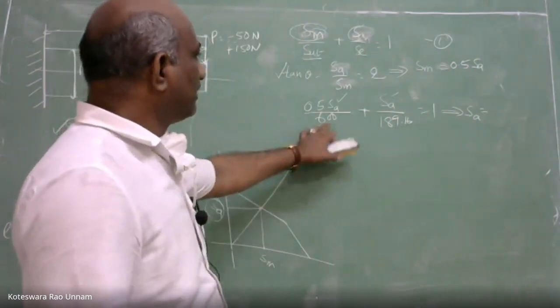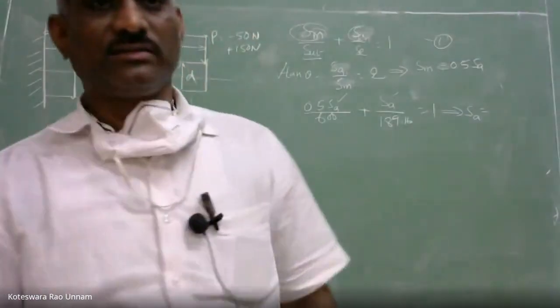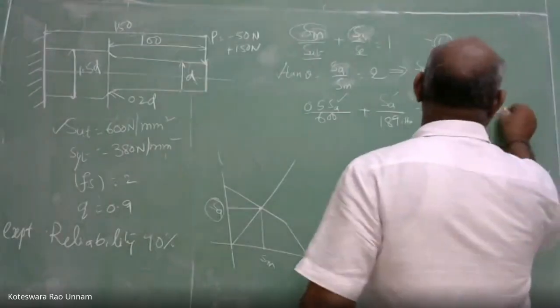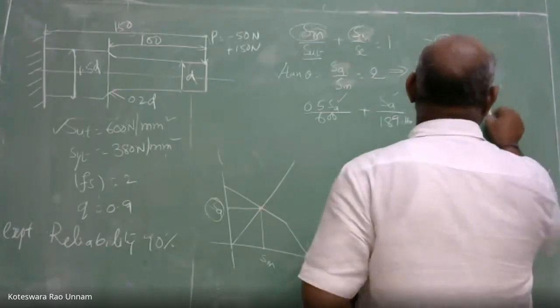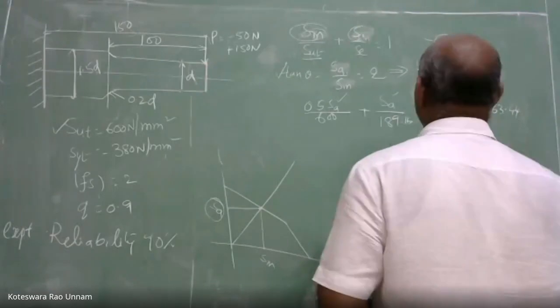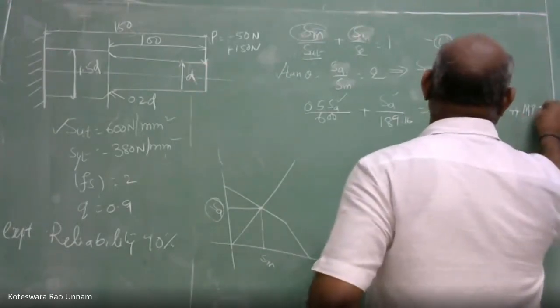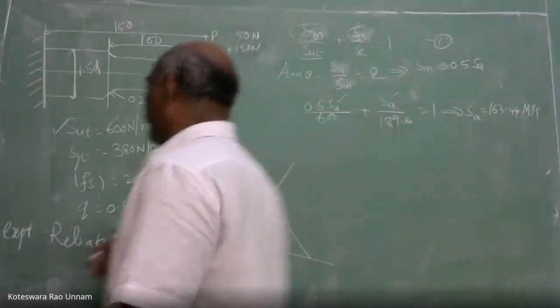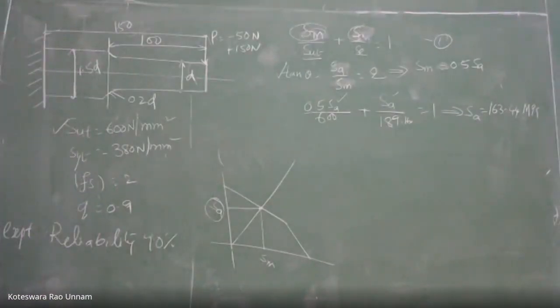Sa by 1200 plus Sa by 189.16 is equal to 1. 163.40, sir. 163, okay. 163.40 MPa, because your Sa, Sut, Sy, Se are in MPa, here also you will get it as Sa.